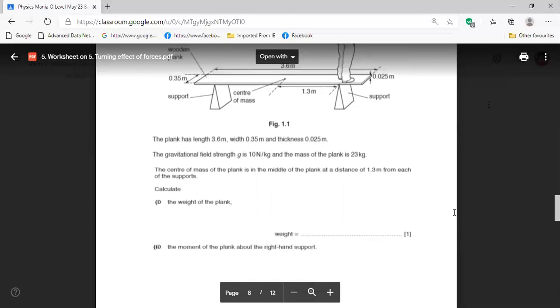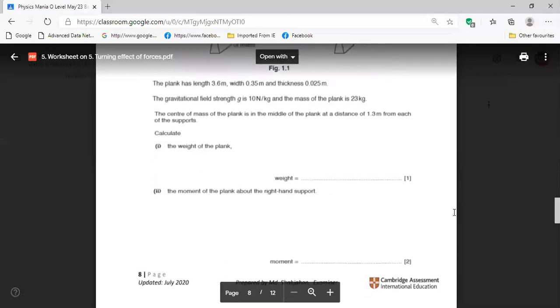You have to calculate the weight of the plank. So what is the weight? 230 newtons. Yes, 230 newtons.